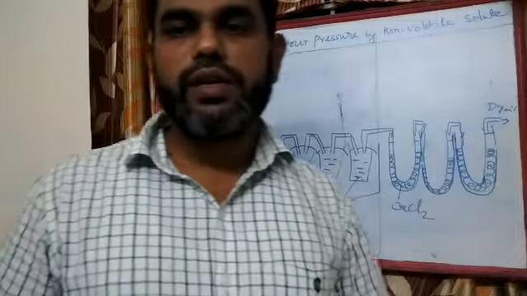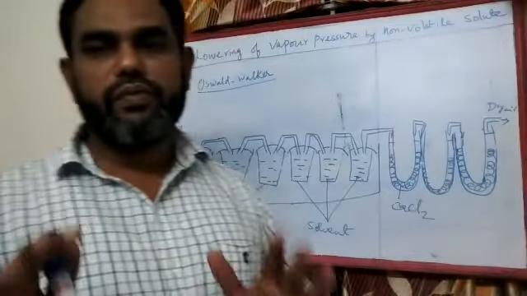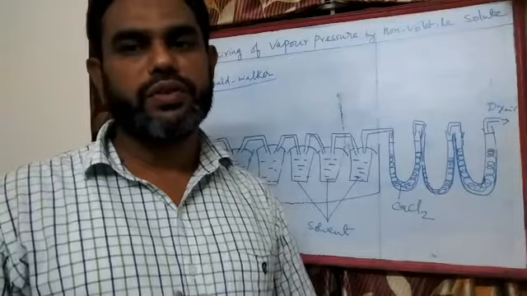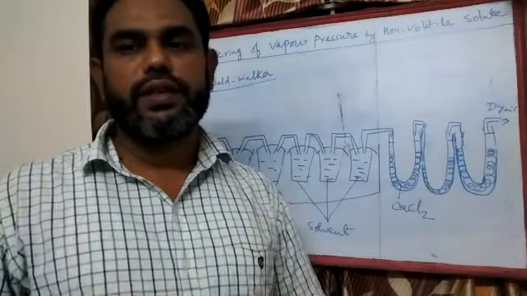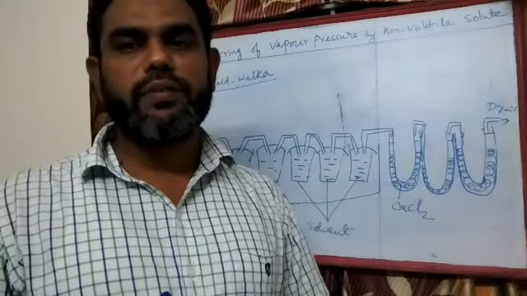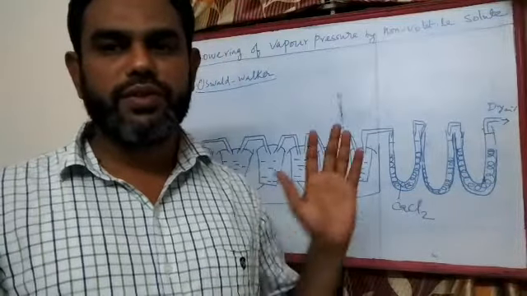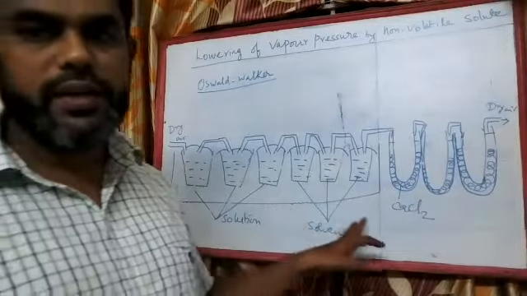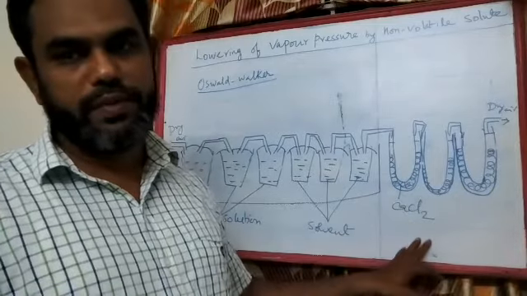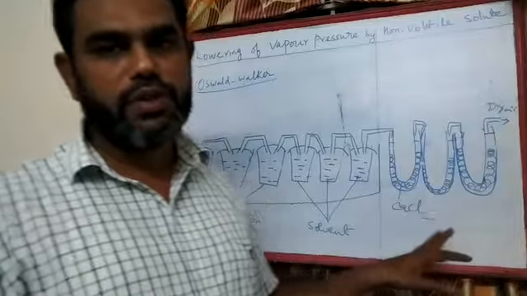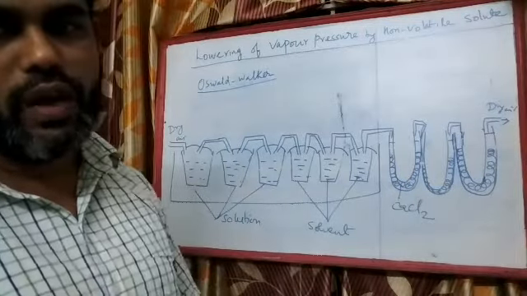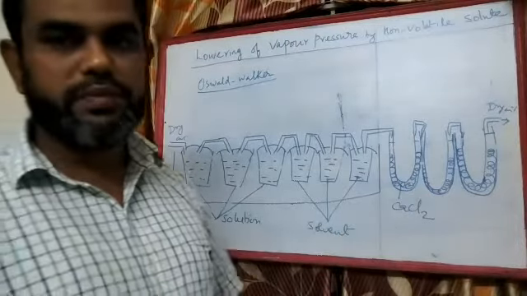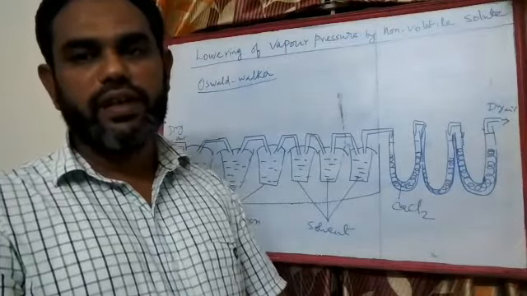We are now going to determine the lowering of vapor pressure by the addition of a non-volatile solute. We have a static method and a dynamic method for determining the lowering of vapor pressure. What is shown in the picture is the dynamic method, which was proposed by Ostwald and Walker. The experimental setup for this method is quite simple.